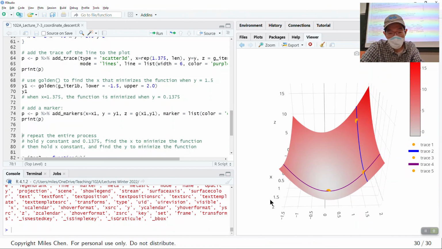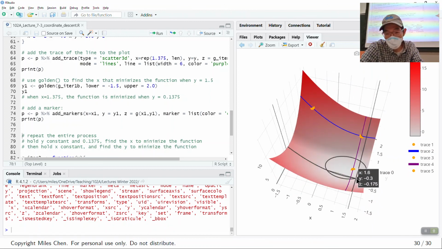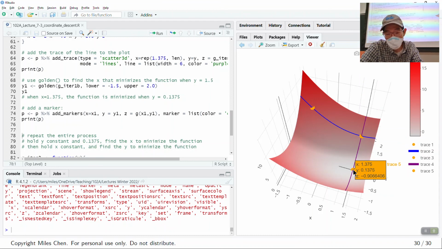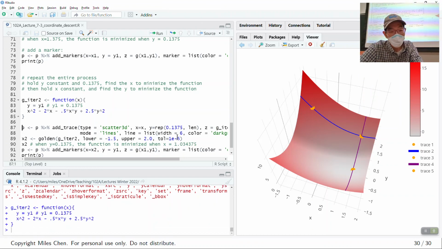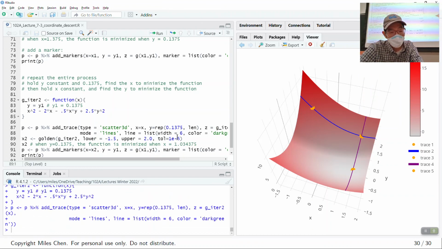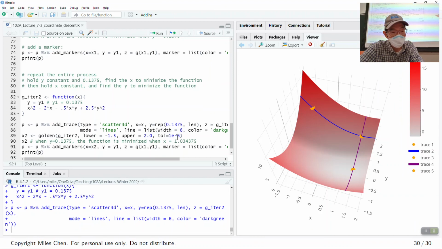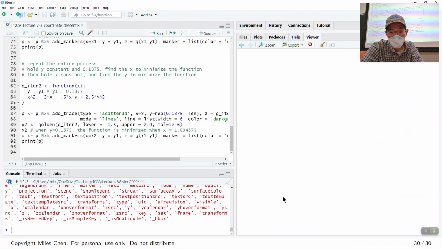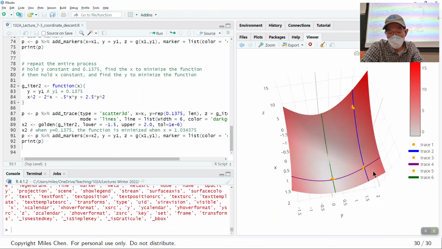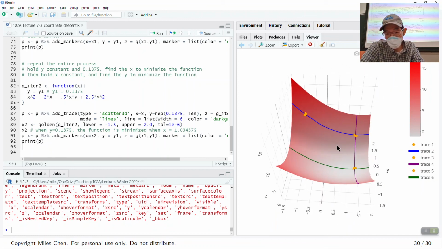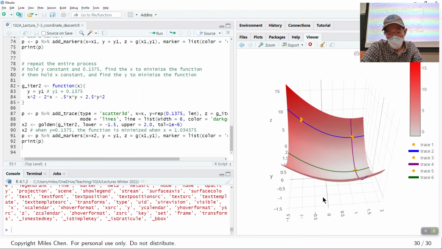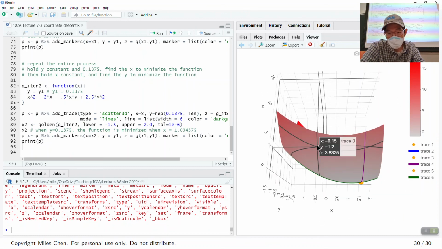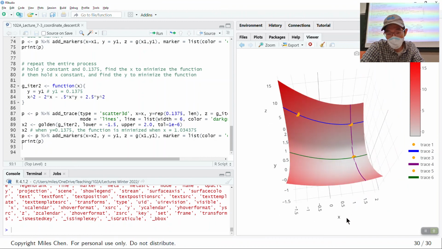Okay. And then we're going to repeat the process. We're going to say, okay, well, let's hold y constant to be 0.1375. Let's trace out a line here. Okay. And so here's the green line. And we want to find, okay, where is this green line minimized? And now we're getting pretty close. We're not quite there, but we're getting pretty close.